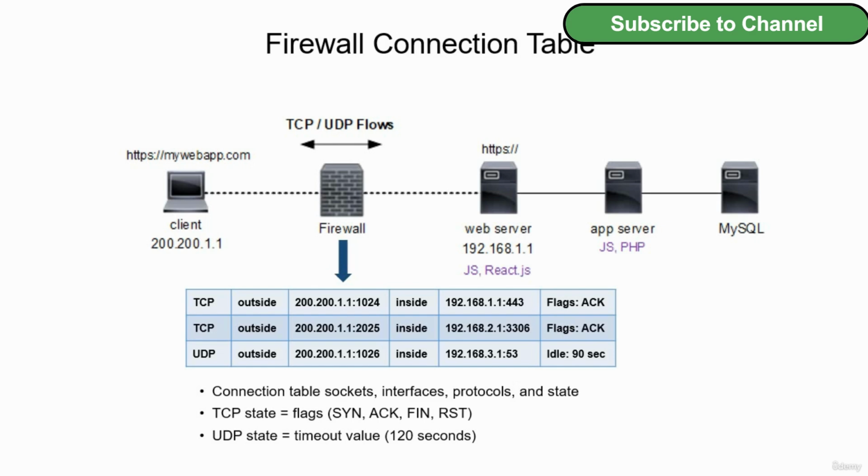And basically it just goes through UDP. I've got another example of UDP. It doesn't have any state information because it doesn't do flow control. So it just has an idle timer of 90 seconds. So a little bit more basic. That just gives you an overview of what the connection table looks like, with packets flowing in from the outside.